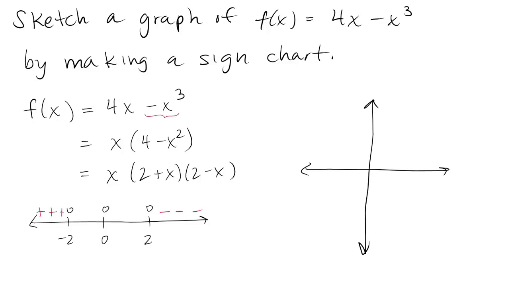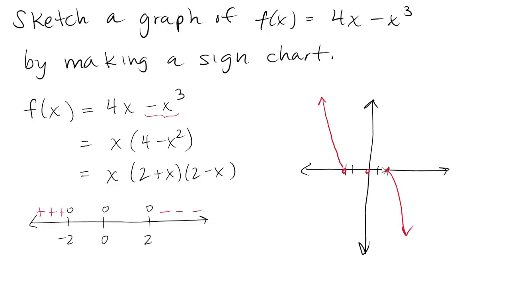We know that there are x-intercepts at -2, at 0, and at 2, so I can plot those points. And I know that the graph is going to infinity as x goes to negative infinity, and it's going to negative infinity as x goes to infinity. All we have to do is figure out what goes on in the center.